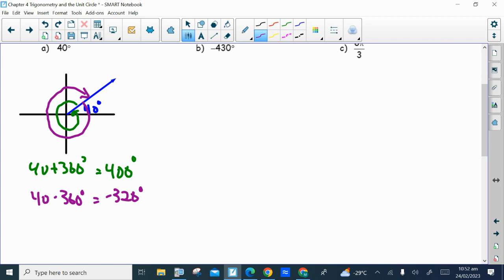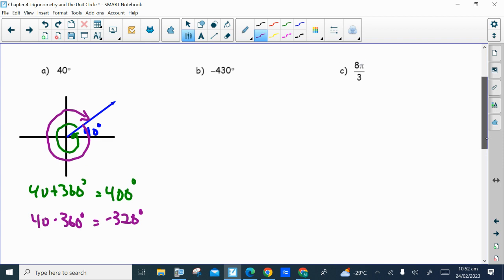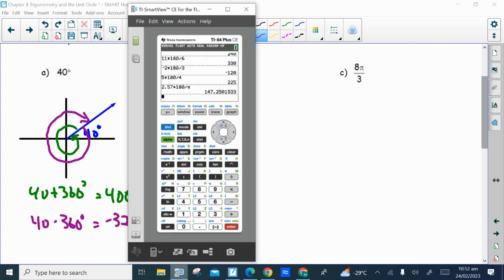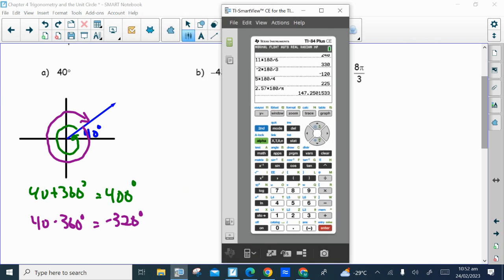Those are the first positive coterminal angle as well as the first negative coterminal angle to 40 degrees. You end up at the same spot on the unit circle. And so what that means then, and you can use this to check to make sure that the angles you get are in fact coterminal. You can check that by using the calculator.